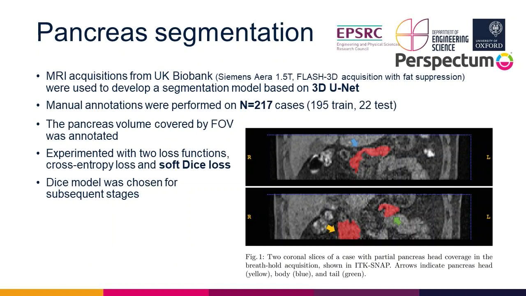We used magnetic resonance image acquisitions from the UK Biobank to develop a segmentation model based on the standard 3D U-Net architecture. We annotated 217 cases, of which 195 were used for training and 22 for testing. Only the pancreas volume covered by the field of view was annotated. Due to the high class imbalance in the pancreas segmentation problem, we experimented with two loss functions, cross-entropy loss and soft dice loss, though the dice model was used for subsequent stages of the pipeline.